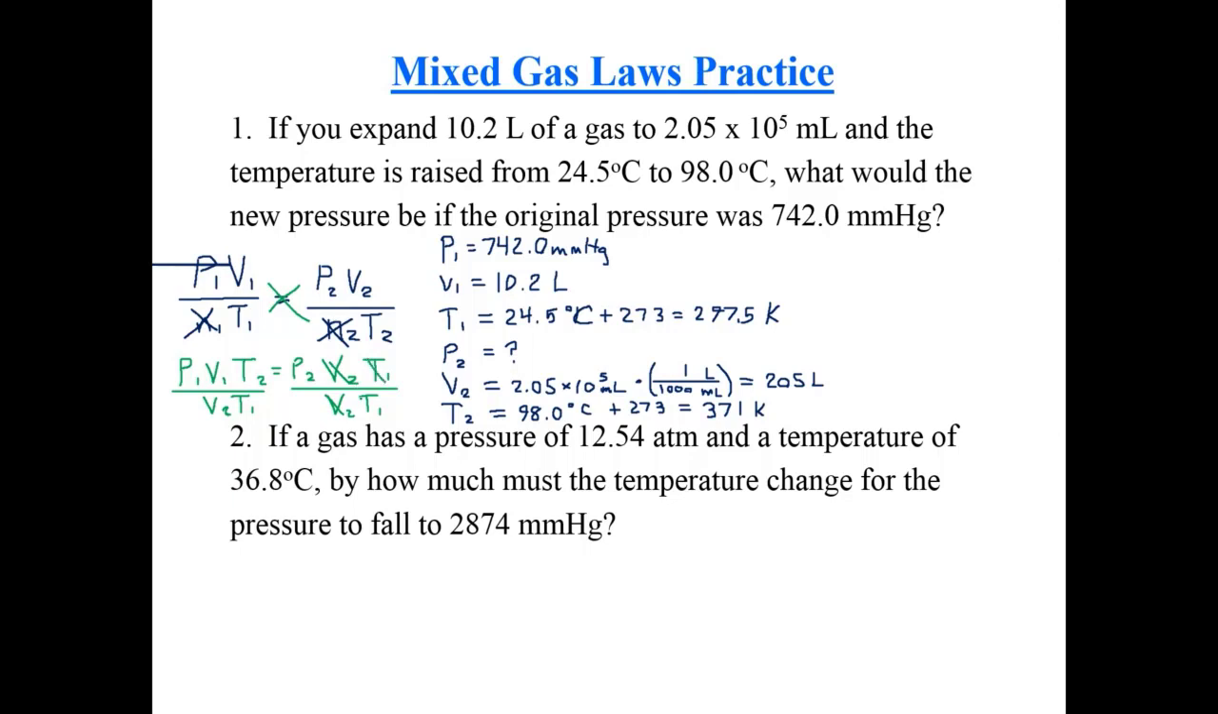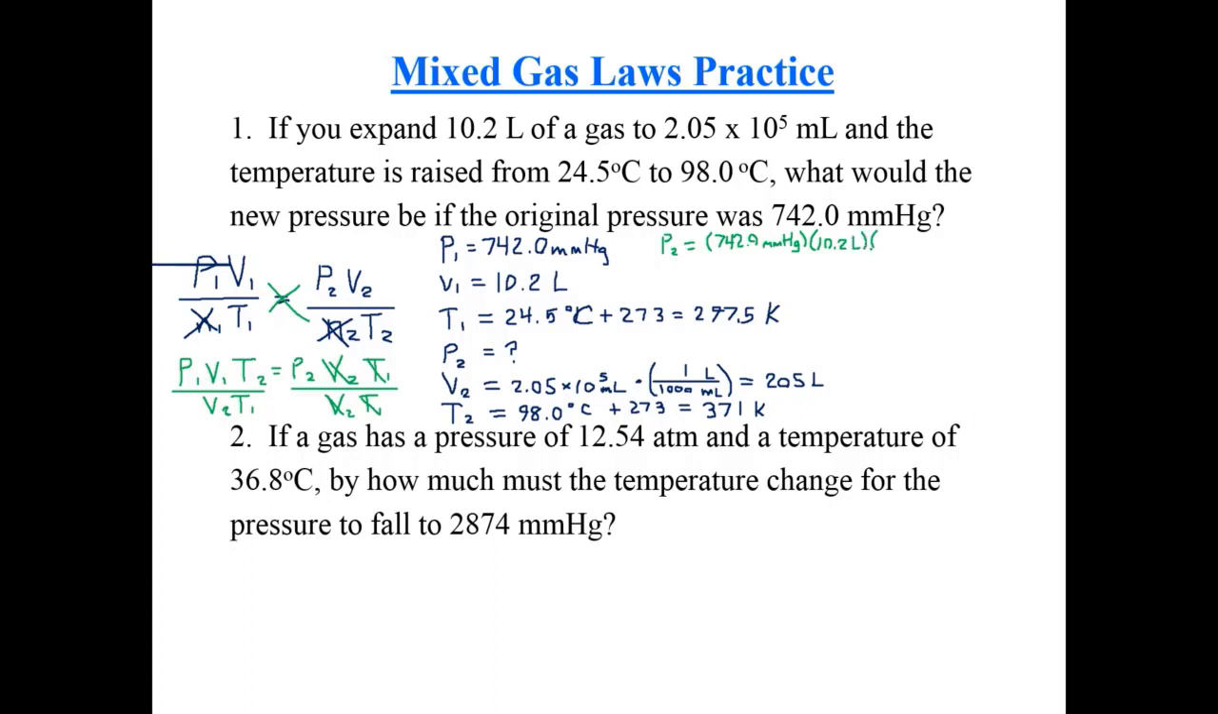So V2 and T1 cancel out over here, and I see that P2 is equal to P1 times V1 times T2 divided by V2 and T1. I could plug the numbers in, or I could just use the numbers that I have over here. It's totally fine either way. I'll rewrite the equation and plug in the numbers on the other side. So it's P1, 742.0 millimeters of mercury, times V1, 10.2.